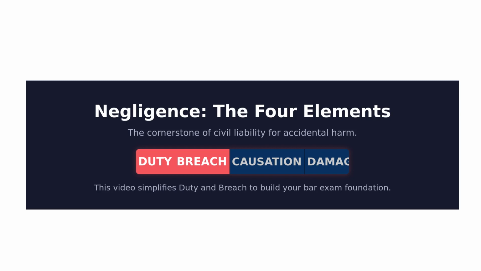Negligence forms the bedrock of civil liability when accidental harm occurs under United States law. It is the primary mechanism for seeking recovery for unintended injuries caused by carelessness. To successfully prove a claim of negligence, the plaintiff must establish 4 distinct, mandatory elements: duty, breach, causation, and damages.